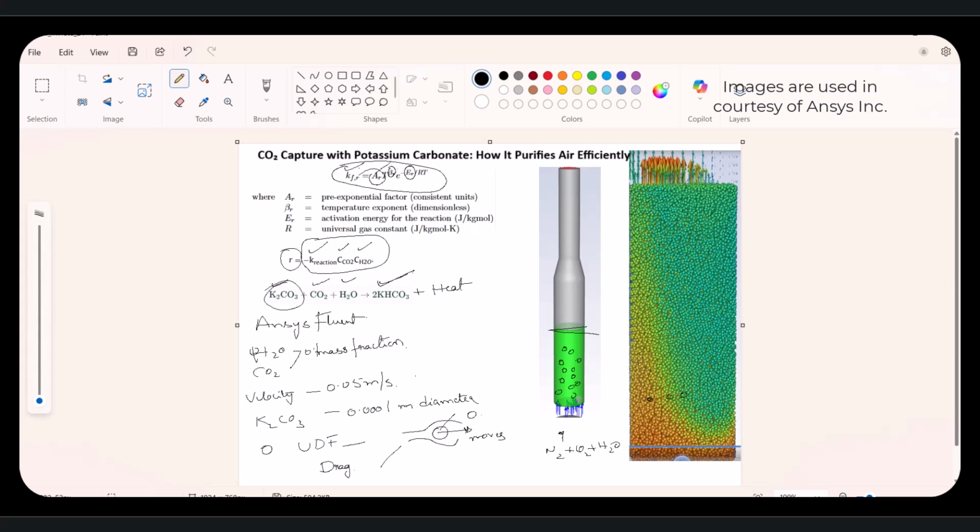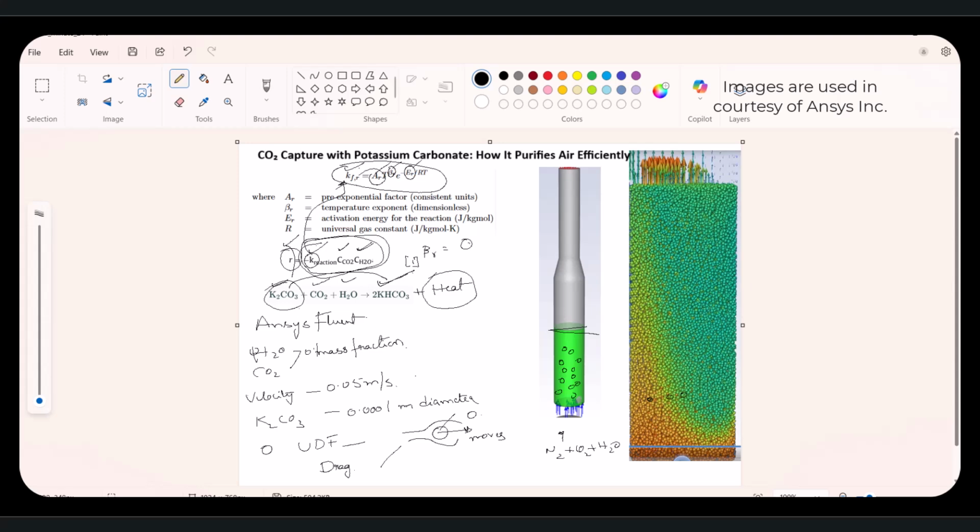So all these, AR, beta R, ER, would be mentioned. Beta R for the time being I've taken as 0, and AR and ER would be given in the Ansys Fluent window. I'll show you how we can incorporate those things. And from that, the rate constant will be calculated. This is nothing but this rate constant and these molar exponents, which are 1 or 2, you can explicitly mention in Fluent, and with respect to these the total reaction will be calculated, and with respect to that reaction rate we can see K2CO3 converting into 2KHCO3 plus some heat addition.